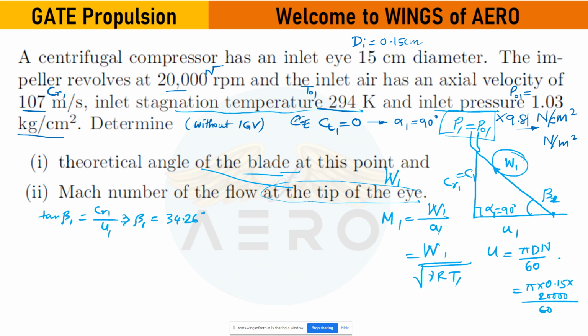Okay, that is a relative. What is a relative? How can you find it? Again, by using the triangle you will find the W1. Now after that, gamma and R are known.